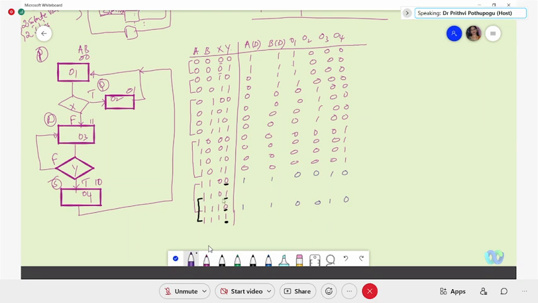Okay. Next, y is 1. Y is 1 in present state of 1 1, whether x is 0 or 1. The next value of AB will be 1 0. This goes to 1 0. 1 1 goes to 1 0, generating an out 3. Same thing here also.